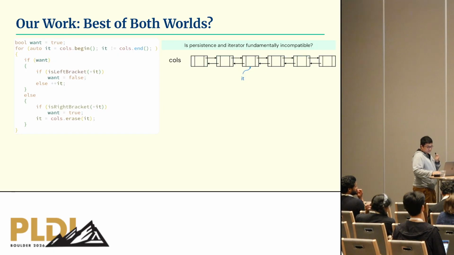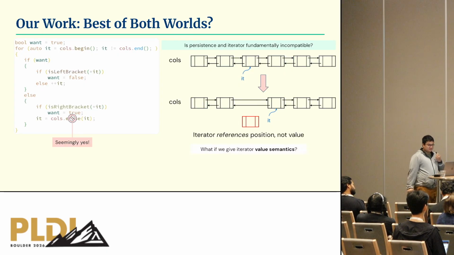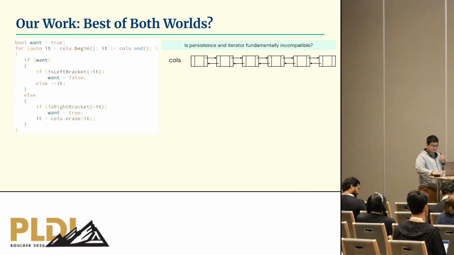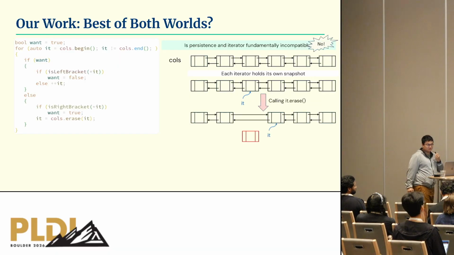Well, if we look at this solution, we can see that seemingly yes, because we are trying to modify the container in place, and iterator references position, not value. However, this can be changed if we give iterator value semantics. In fact, by giving iterator value semantics, we can imagine that in that world, each iterator will now hold its own snapshot of the container. So when we call erase on the iterator, it will be pointing to a new snapshot of a new container that doesn't contain this element. And the original container will be intact because we are only modifying a snapshot.